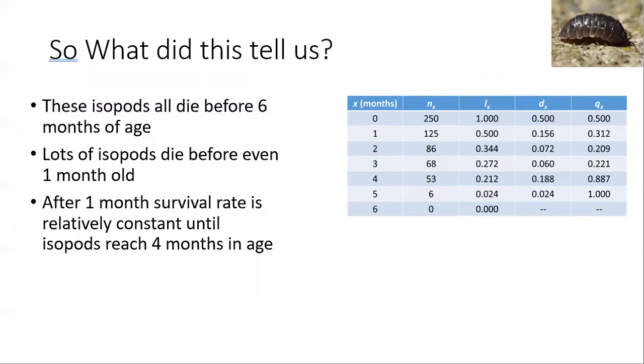So what did we learn from all of this? Well, we learned that all isopods die before 6 months of age in this population, and that a significant number of isopods die before 1 month of age. And after 1 month of age, survival rate is relatively constant until isopods reach 4 months in age.